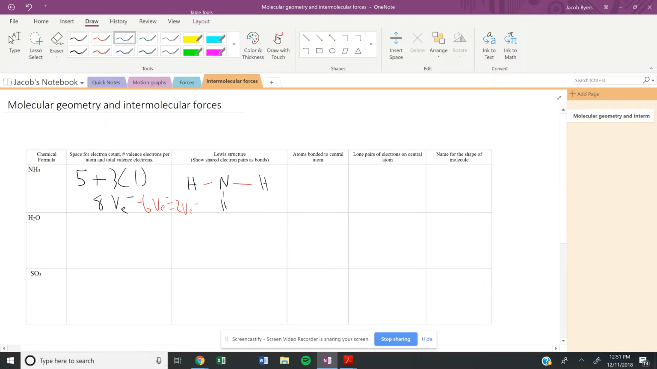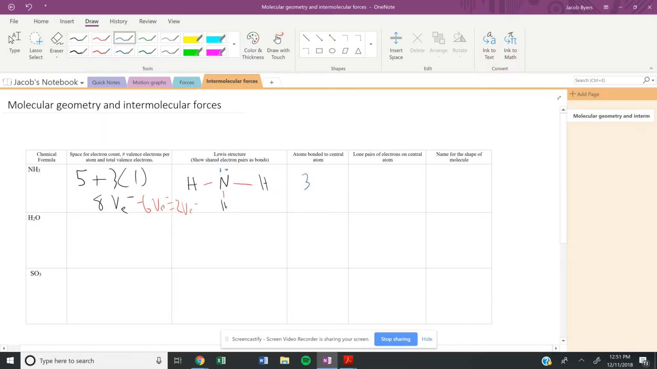Like we said, hydrogen only makes 1 bond because it will only end up with 2 valence electrons, because it only has 1 energy level. So it will never have a lone pair when it's bonded like this. Then we check: hydrogen has 2, hydrogen has 2, hydrogen has 2, because they all have 1 bond. Nitrogen has 3 bonds, 6 electrons, plus that lone pair for a total of 8 electrons. So we can move on now.